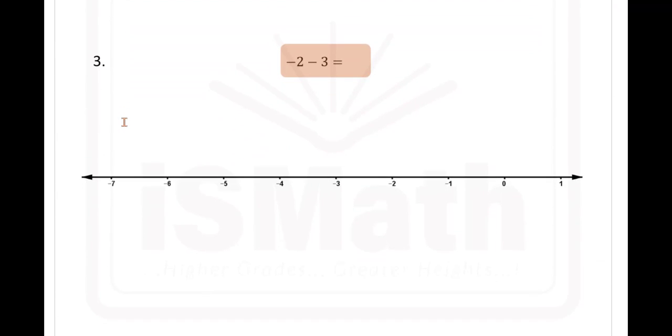This is -2 -3. This time the signs are negative. So we have -2 subtract 3. I start from -2 and I subtract. This time around, this subtract means I'm going to be heading towards the left. So I'm going to be going leftward. So from -2, I go 1, 2, and 3. So my answer is -5.